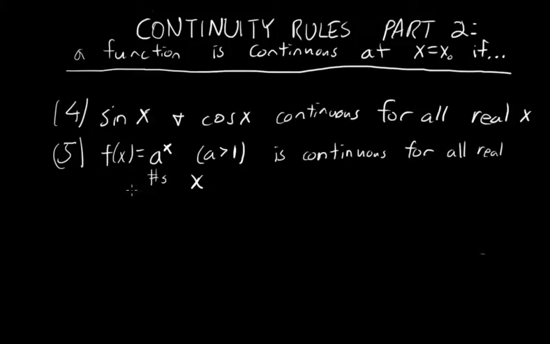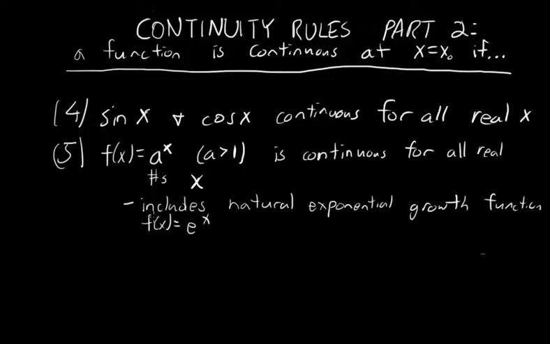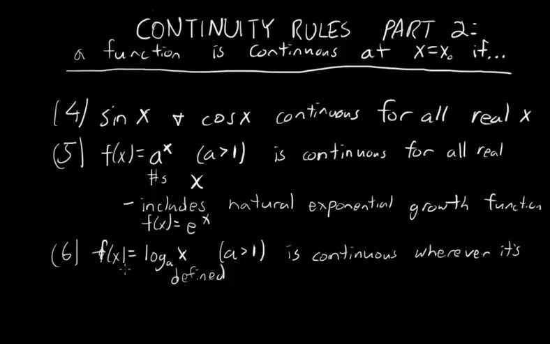The next one is that the exponential growth function f of x equals a to the x, where a is some number greater than 1, is continuous for all real values of x. And bear in mind that this includes the natural exponential growth function f of x equals e to the x, which occurs a lot in nature.